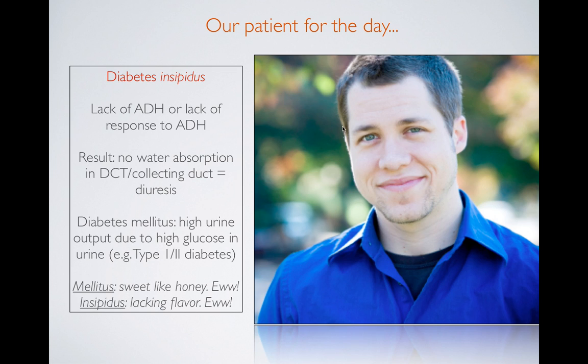So it turns out that Andy has a disease called diabetes insipidus. He does not produce any ADH, or his body does not respond to that ADH. And as a result, he has no water reabsorption in the later parts of the nephron, specifically the collecting ducts. And so he pees a bunch as a result of ADH deficiency.